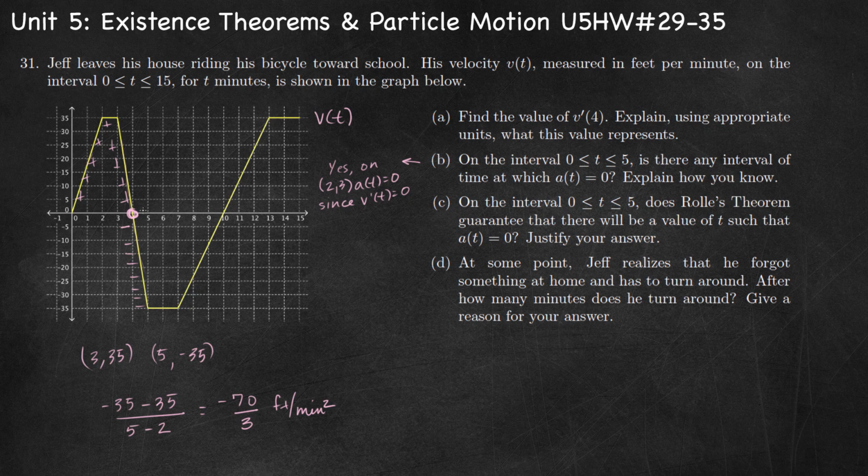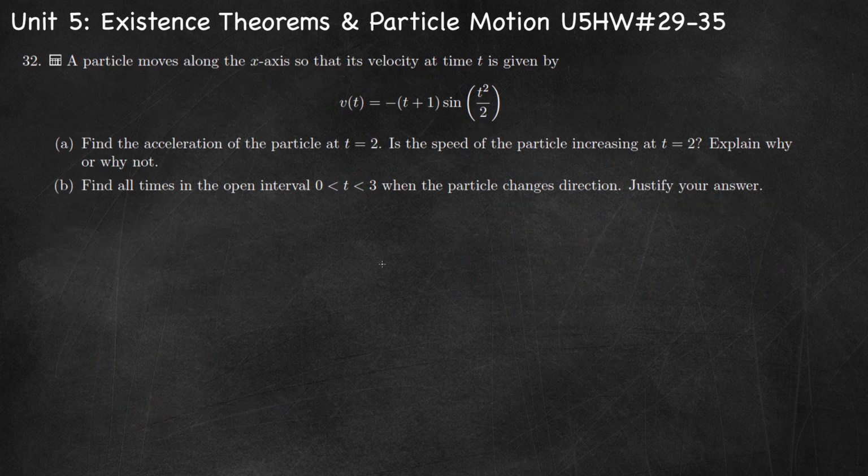But according to our graph, that's what is happening. Number 32, a particle moves along the x-axis so that its velocity at time t is given by v of t equals negative t plus 1 times the sine of t squared over 2. Find the acceleration of the particle at t equals 2. So let's start there. This is a calculator active question, and the acceleration is just the derivative of the velocity.